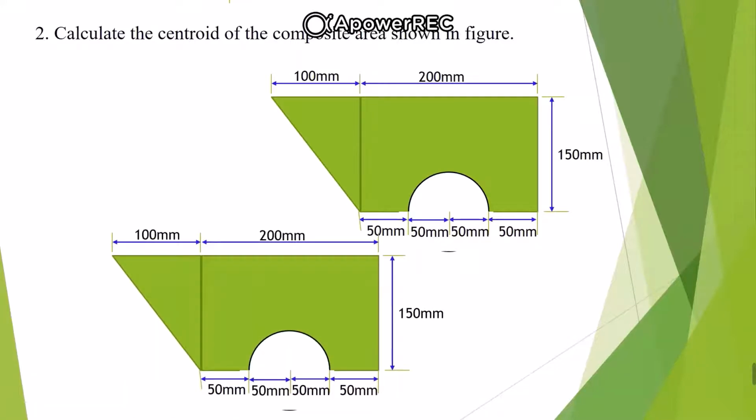So here, first we need to fix the reference axis. As usual, we will select two reference axes: the vertical axis passing through the left end of the figure, denoted by Y, and a horizontal axis passing through the base of the section, denoted by X.